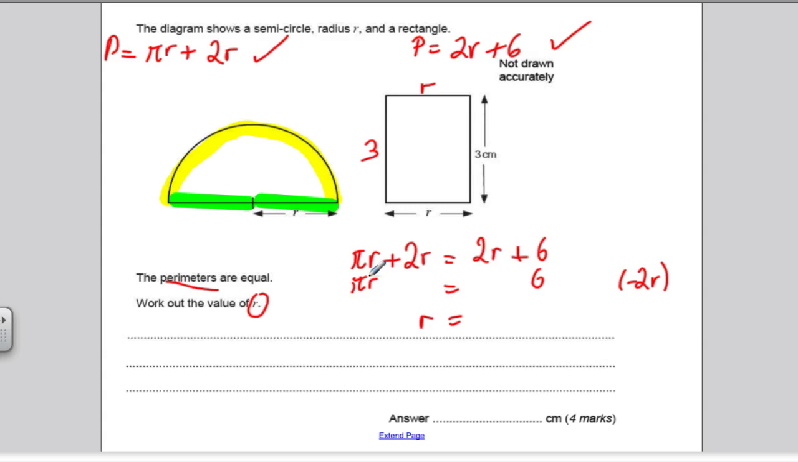So r, therefore, if pi times r is 6, divide both sides through by pi, and we would get 6 divided by pi. So the value of r is 6 divided by pi centimeters. Okay, or if you wanted to work that out accurately, you do 6 divided by pi, and if you left your answer to 1 dp, that might be 1.9 centimeters. Okay, next question. Pause the video as always, try the question, mark your work.